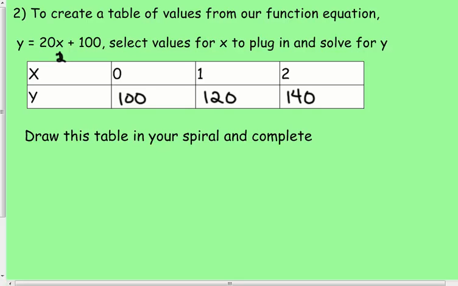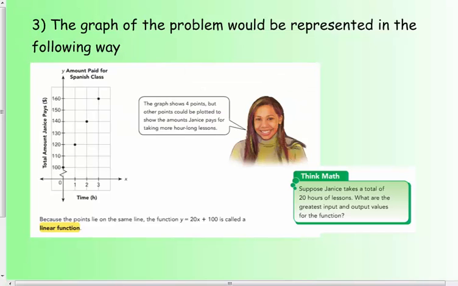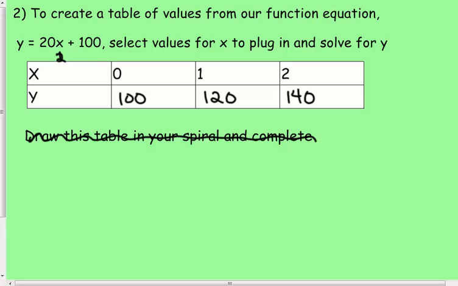Draw this table. Oh, you don't have to draw this in your spiral. You already have it on your notes here. So ignore that. The graph of the problem would be represented in the following way. So 1 hour was $120, 0 hours, because there's an initiation fee of $100, so 0, 100; 1, 120; 2, 140; 3, yes, if we kept going, 160, and we could put that point over here, 3, 160.